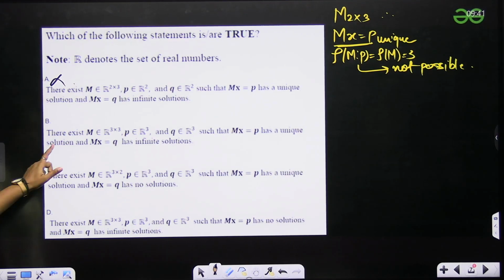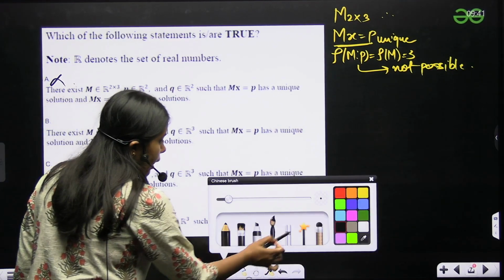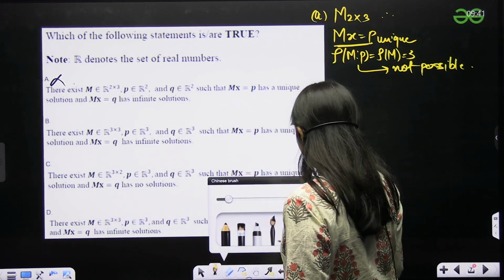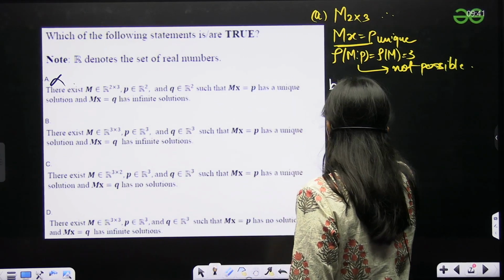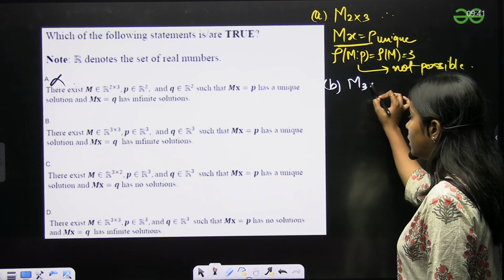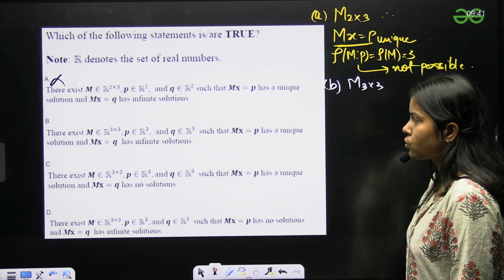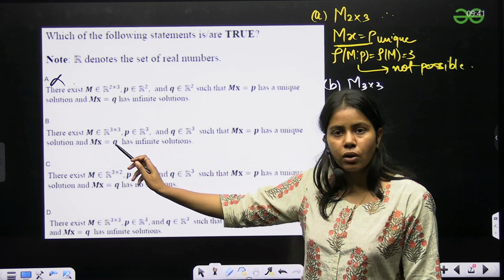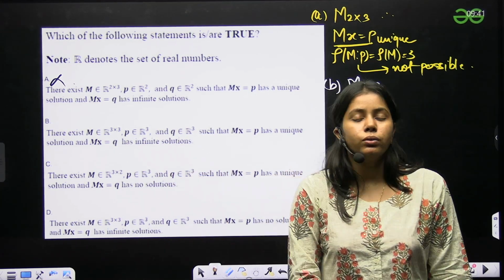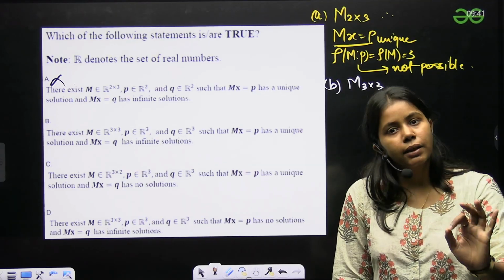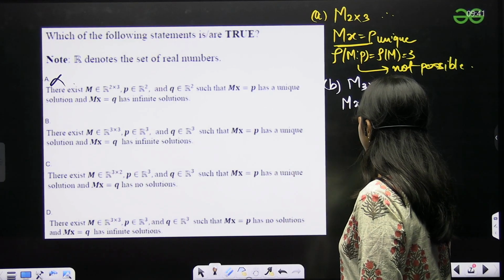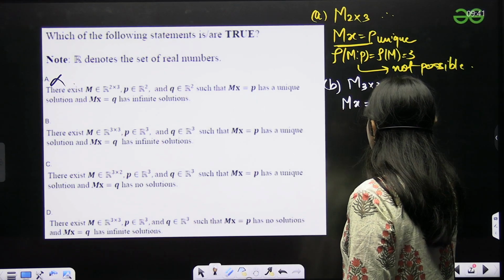I hope everyone gets it. Now, you have to check the next one. This was for the A part. I'll check the B part now. For the B part, they are saying that M is a 3 cross 3 matrix, of order 3 cross 3. P belongs to R cube, which means it is a 3 cross 1 vector. Q belongs to R cube, it is a 3 cross 1 vector. M belongs to R 3 cross 3, it is a 3 cross 3 matrix. That's the way of writing. They are saying that Mx equals P has a unique solution.